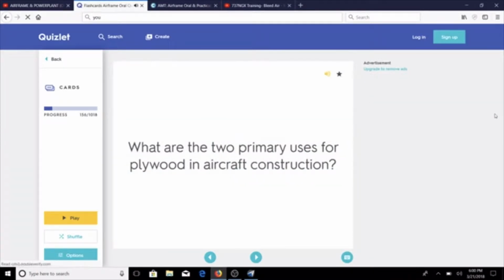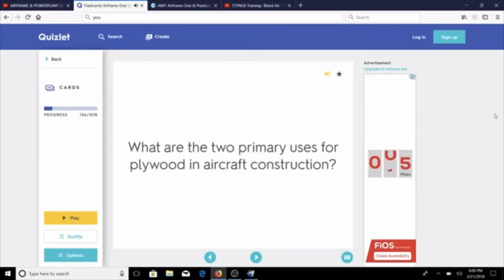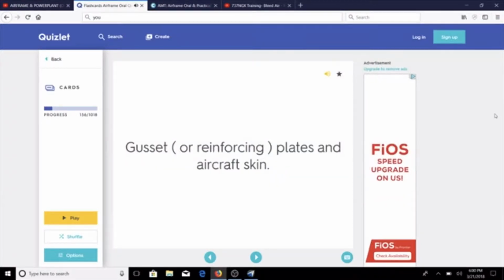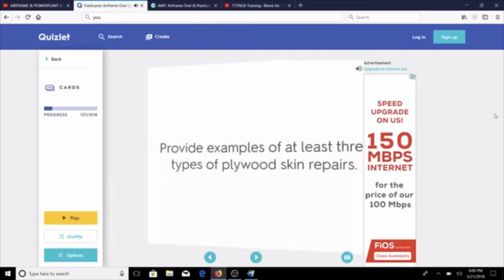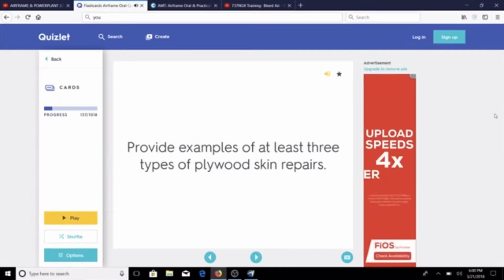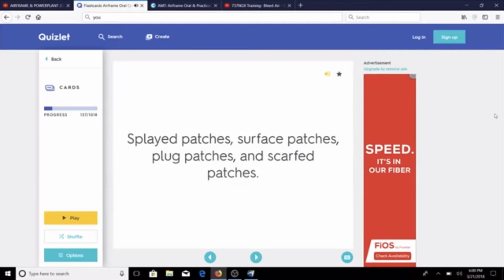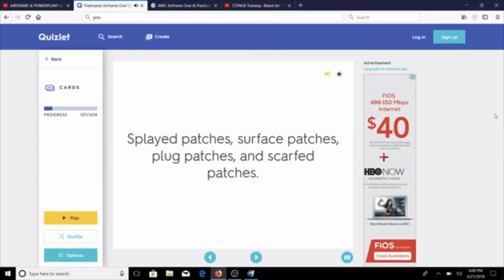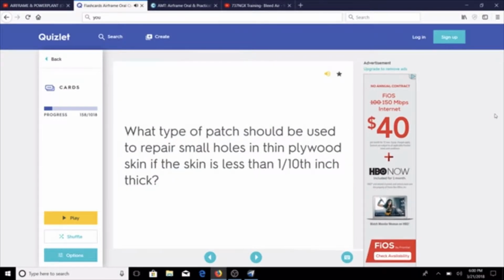What are the two primary uses for plywood in aircraft construction? Gusset plates and aircraft skin. Provide examples of at least 3 types of plywood skin repairs. Splice patches, surface patches, plug patches, and scarf patches. What type of patch should be used to repair small holes in thin plywood skin if the skin is less than 1/10 inch thick?